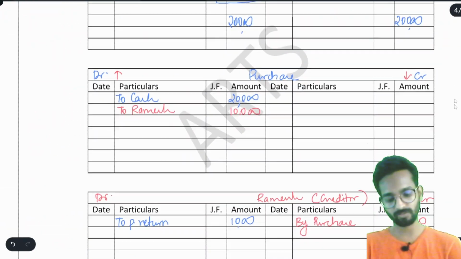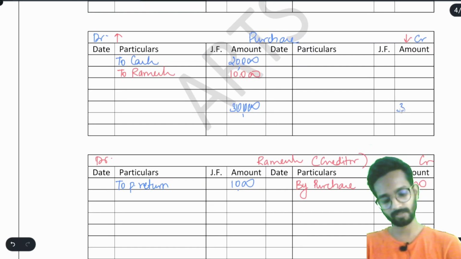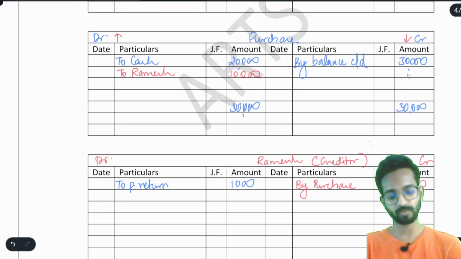Now see. We are going line wise only. Purchase is 30,000. So what will we write here? Total is 30,000. 30 and 30, by balance carried down 30,000. Okay.